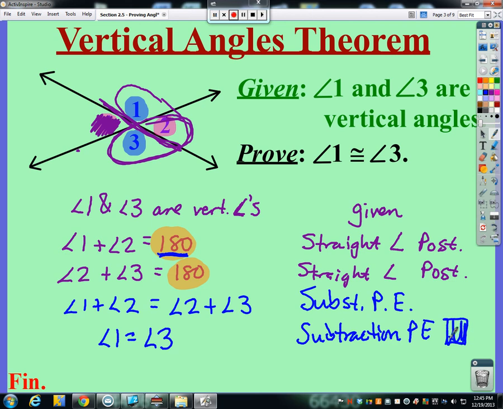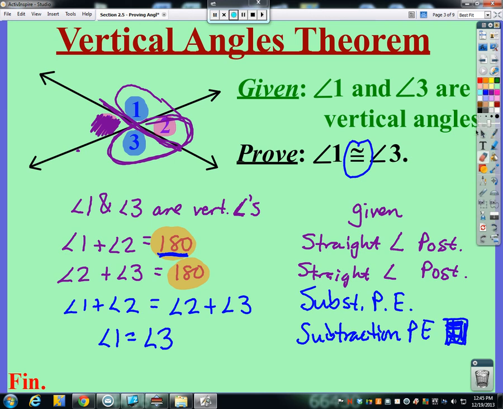And we would be done with our proof. We just showed that angle 1 equals angle 3, and those are vertical angles. So vertical angles are equal. They are congruent. Now, one thing you might notice is I said we want to prove they're congruent, and I showed that they are equal. We're just going to say potato, potahto. It's really the same thing.